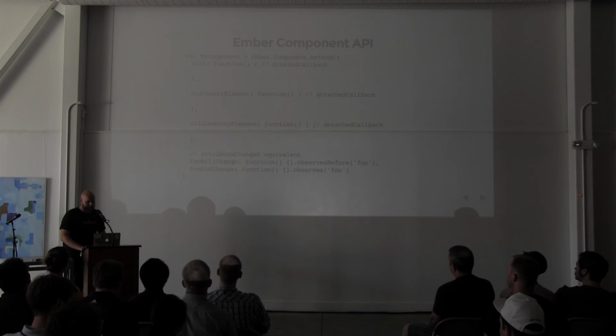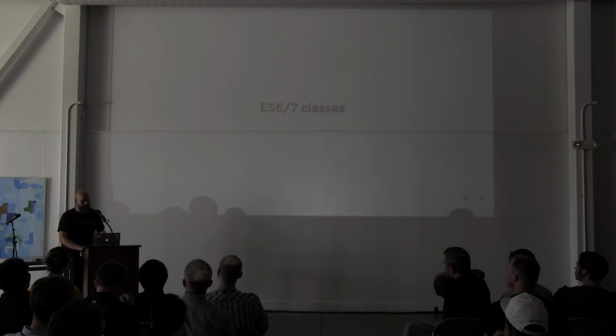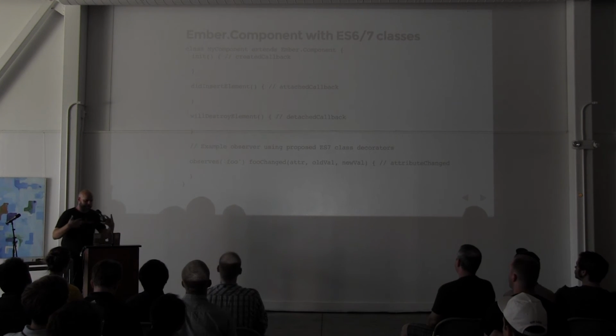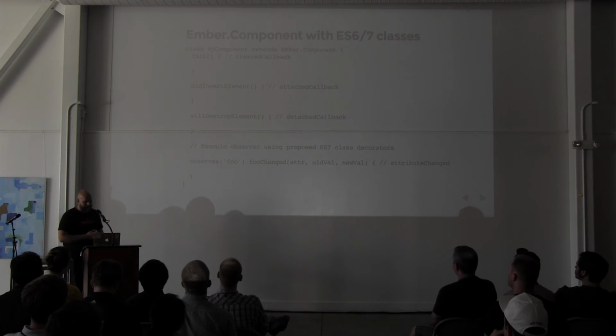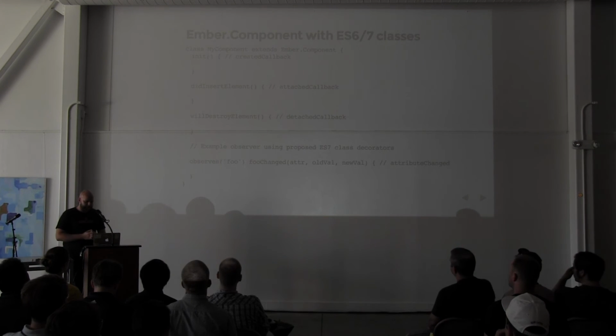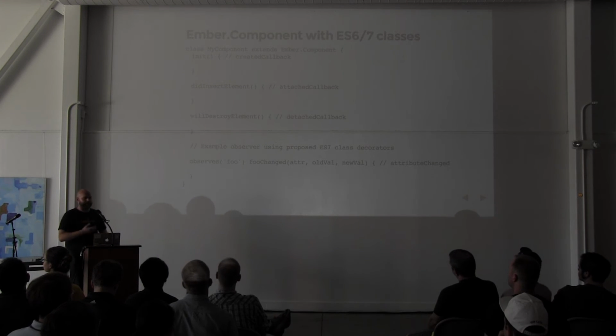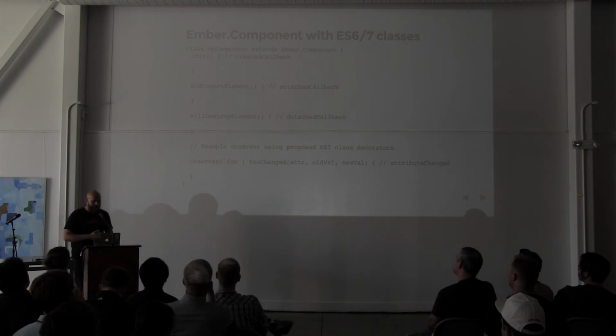And so the cool thing is that I wanted to show you what this might look like with ES6 and ES7 classes, right? And this is going to start looking a lot more like the original example, the original native custom element API. So we've got init, didInsertElement, willDestroyElement, and this is using the class style syntax, so you don't have to even provide the function keyword or even an arrow. You just provide the name, parens, and the curly braces.